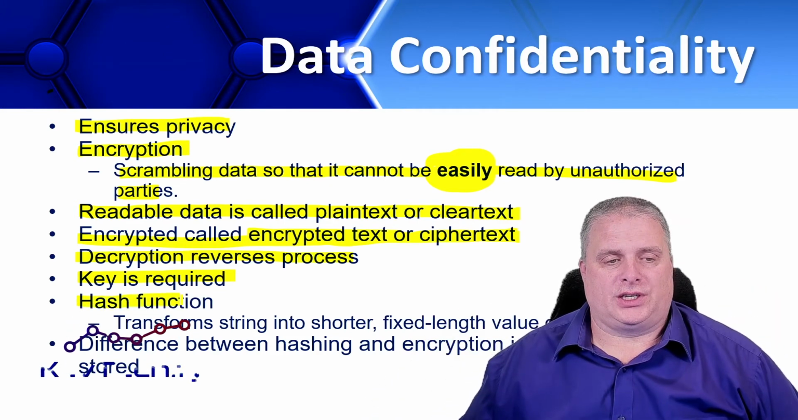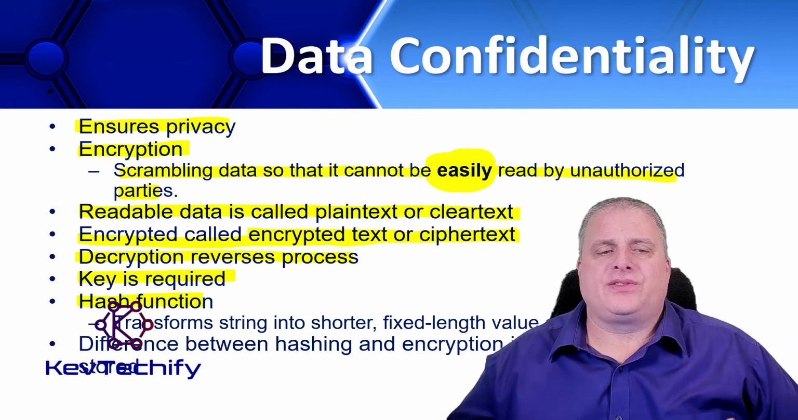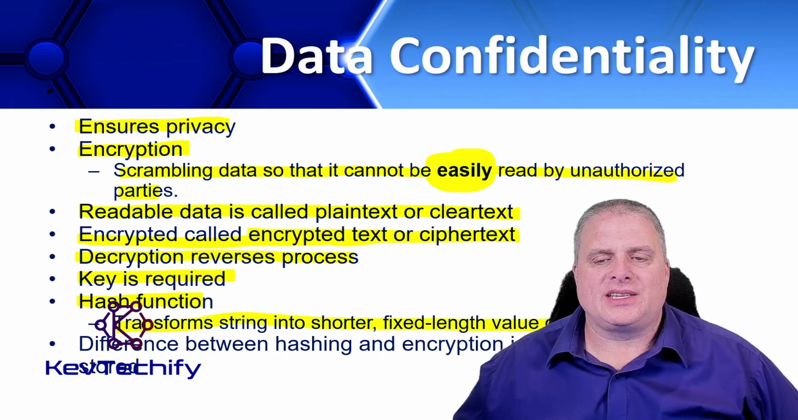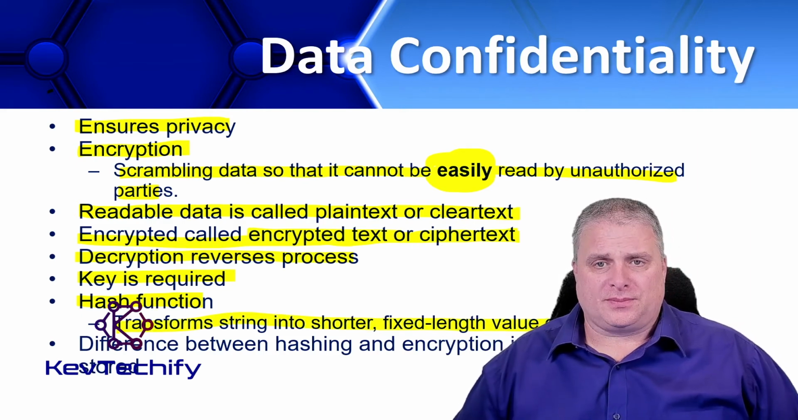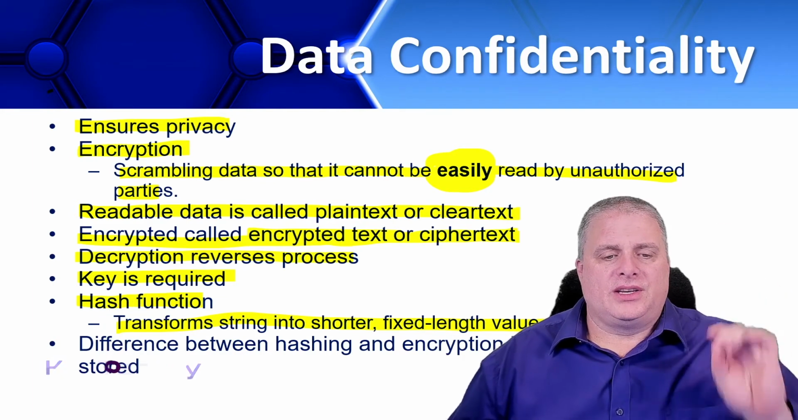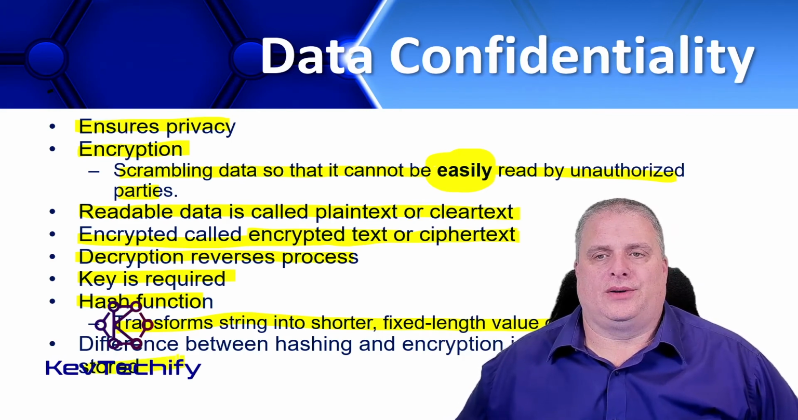Using a hash function is another way to ensure data confidentiality. A hash function transforms strings into shorter fixed length values or keys, and that represents the original string. Now, the difference between hashing and encryption is how that data is stored.